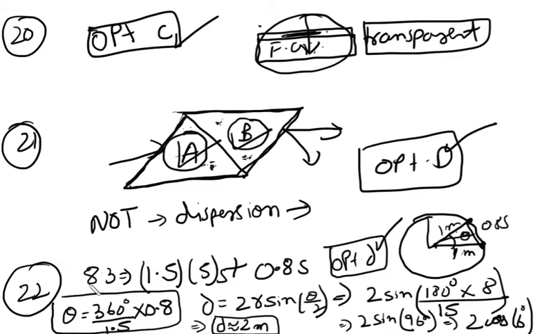So the next question is question number 22. 8.3 seconds can be written as 1.5 into 5 plus 0.8, which means it revolves around the circle 5 times, and then in 0.8 seconds it comes up to here. The displacement or this straight line distance is nothing but 2r sin(theta/2). Theta would be 360 degrees by 1.5, which is omega t. So theta by 2 would be 180 degrees into 8 by 15, which is 96 degrees.